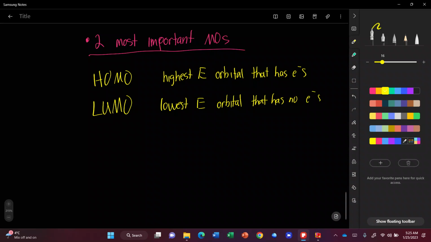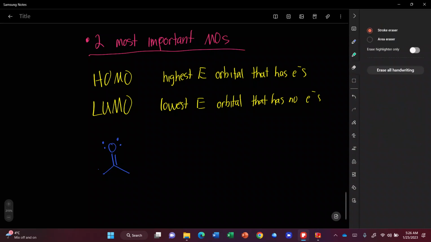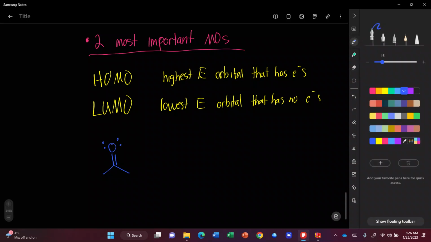Just like you can have electron configurations for atoms, you can have electron configurations for molecules. Let's draw a molecule of acetone. Now the reality is that acetone is going to have a huge number of molecular orbitals, and I don't really feel like worrying about them. All I'm going to care about is the highest occupied orbital and the lowest unoccupied orbital.